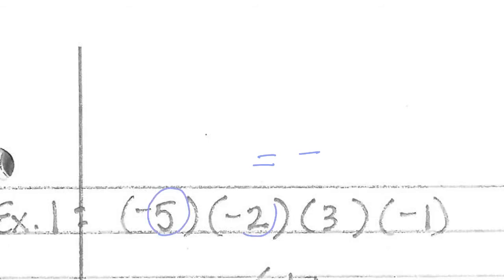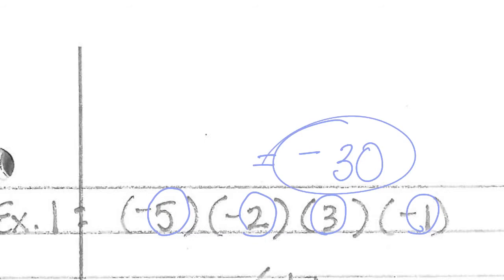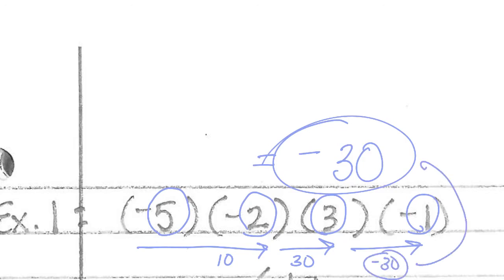What's 5 times 2? 10. Times 3? Times 1? 30. -30, not -31. Who said 31? You, Isa. No, I said 30. Okay, so just a reminder, I like to count. You can do it the way that you want. If you want to go from left to right and say -5 times -2 is positive 10, times 3 is positive 30, times -1 is -30, that's fine. You get the same answer. Okay, but I like to just count them.